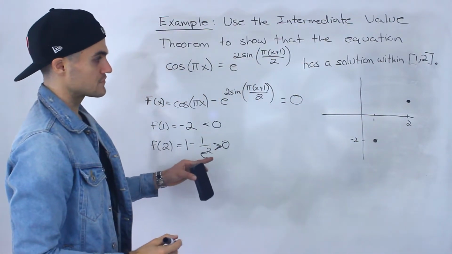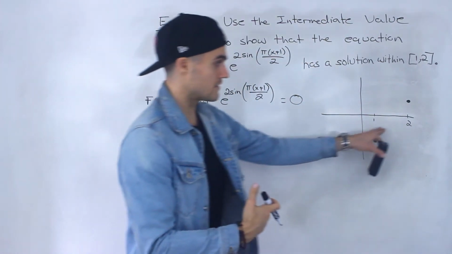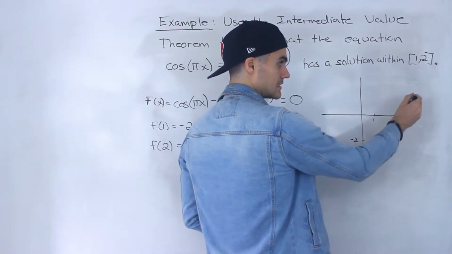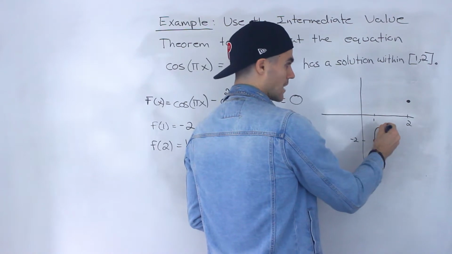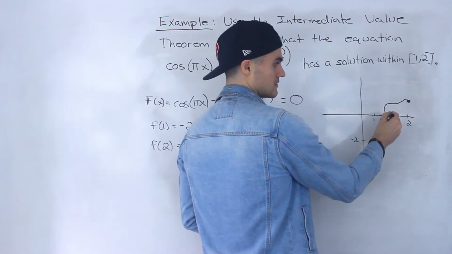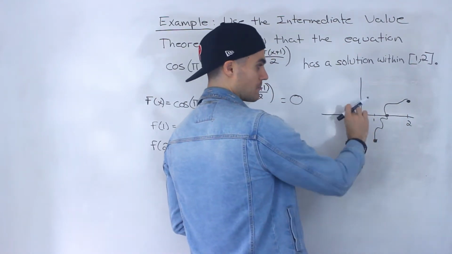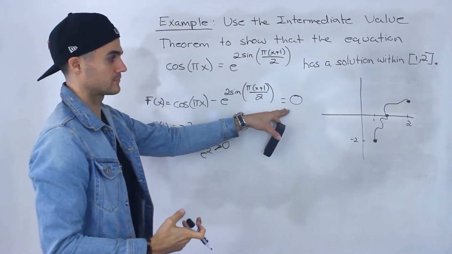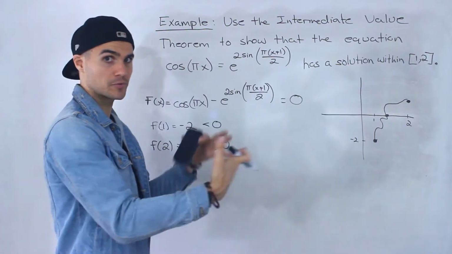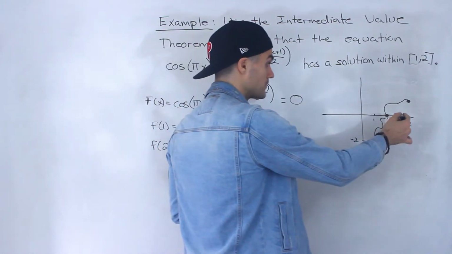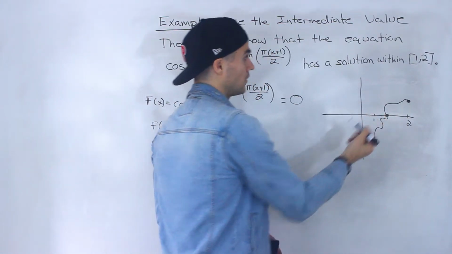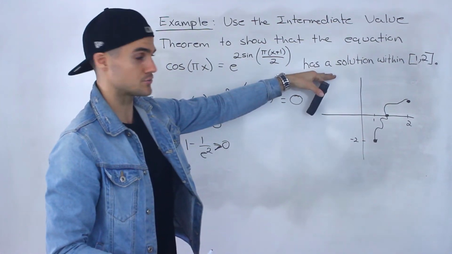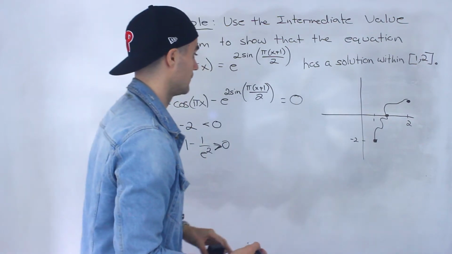And we also know that this function is continuous within that interval. So if it's continuous, it's got to go from this to this, so at some point it's got to cross the axis. At some point this function has to equal 0. It could equal 0 multiple times, maybe it'll cross multiple times, maybe it'll just cross once, we don't know. But what we do know for sure is that there's going to be a solution within that interval.